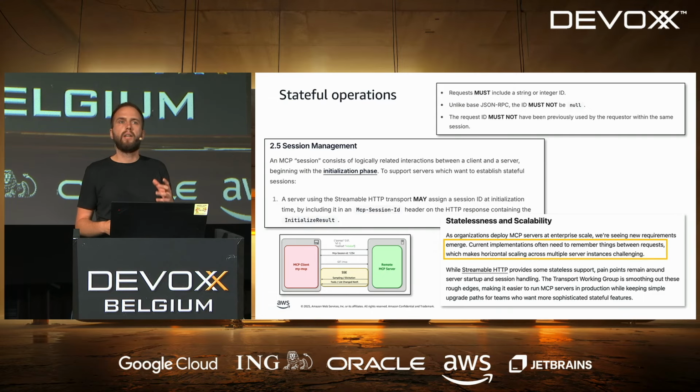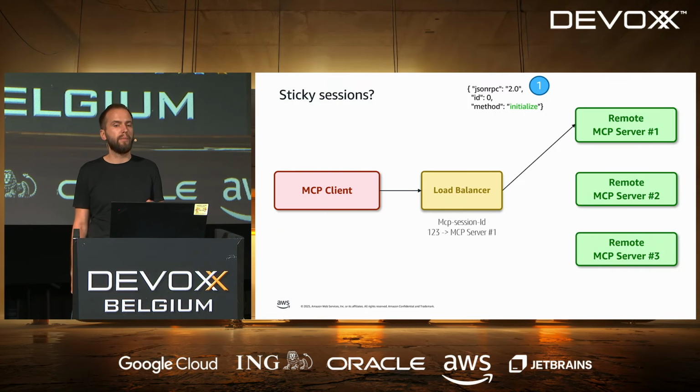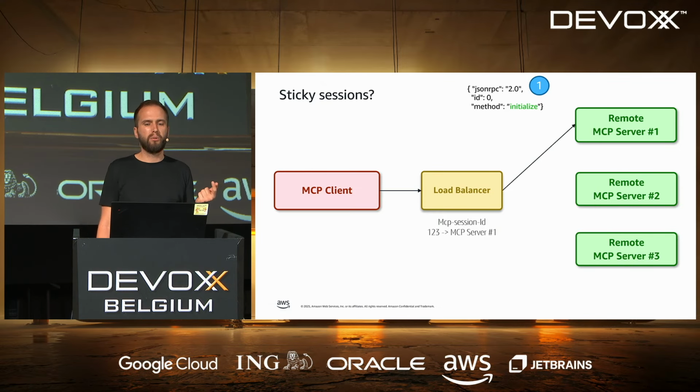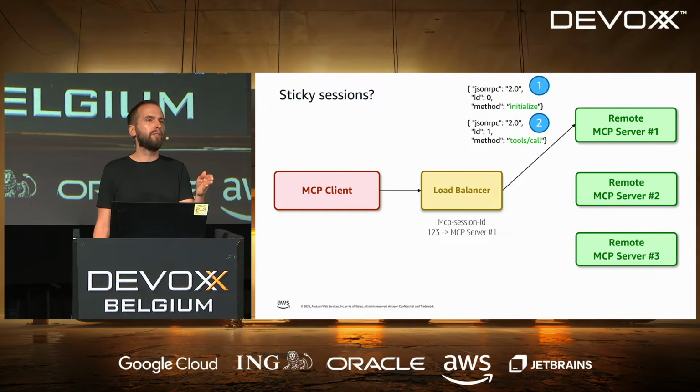But with the current landscape of MCP SDKs out there, we would need to have a way to route the requests to the same instance. And with the session ID, we would have an ability to do that. So we do an initialize, we get back a session ID, and with that session ID, we could technically do something like a sticky session to then route to the very same remote server instance.